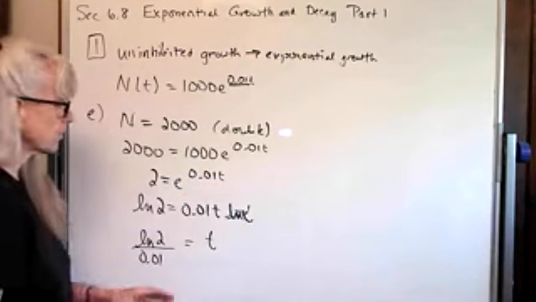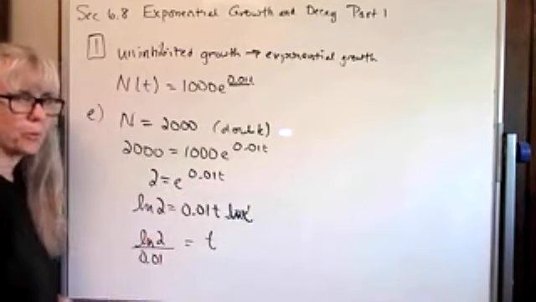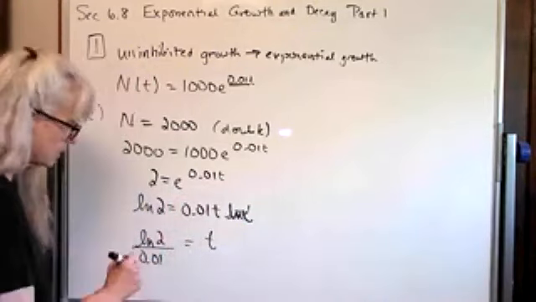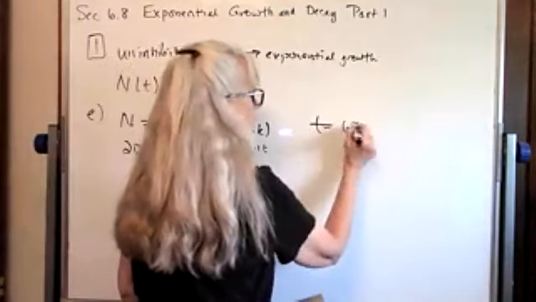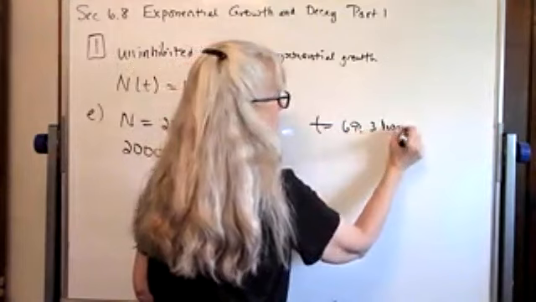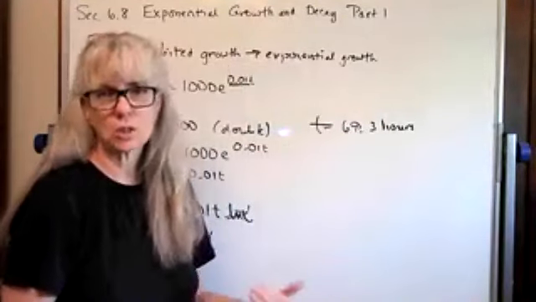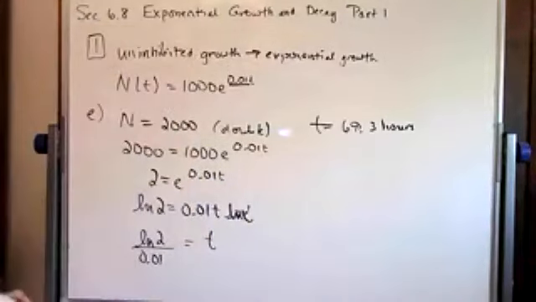If they were asking me to triple this, then at this point I would have the natural log of 3 over 0.01. So in some ways you can start to take some shortcuts and it's okay. When you do this, you end up with t equal to 69.3 hours, which makes sense. We know that after 53 hours, we were at 1,700, so to get to 2,000, it's going to take just a little bit longer. And there it is. So that's your first one.